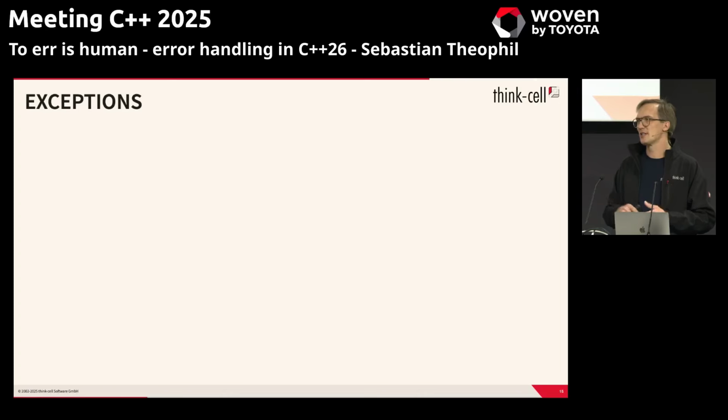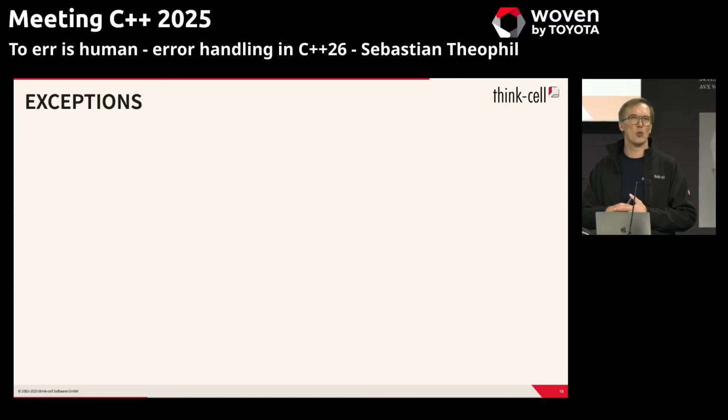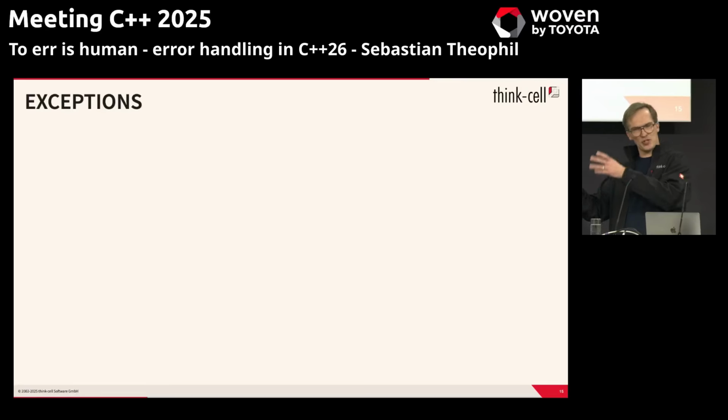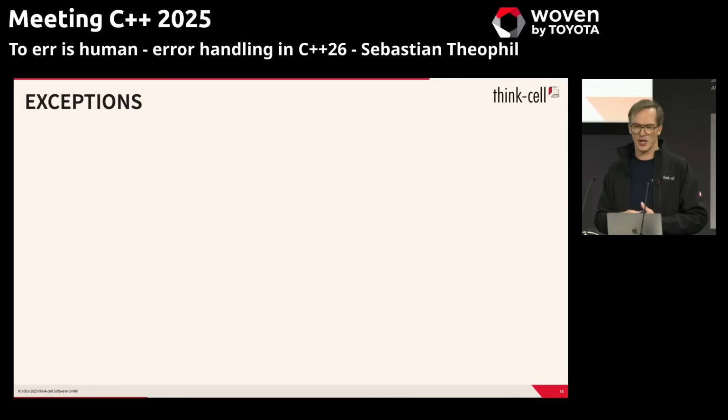So C++ invented exceptions, of course. Exceptions to have a better way to handle errors and to distinguish between an error value, this is the exception, it tells me what went wrong, and an actual return value for a successful case.